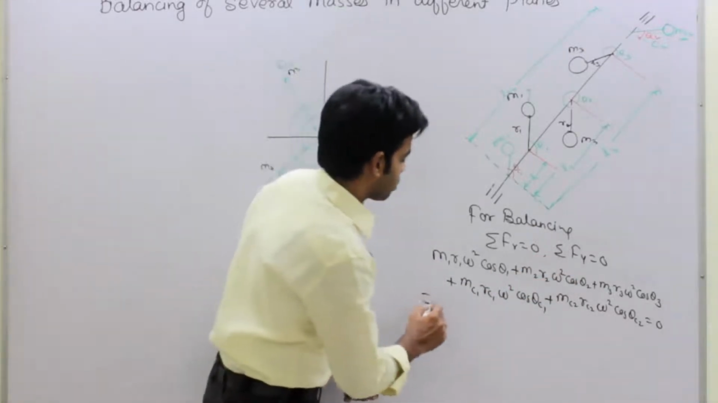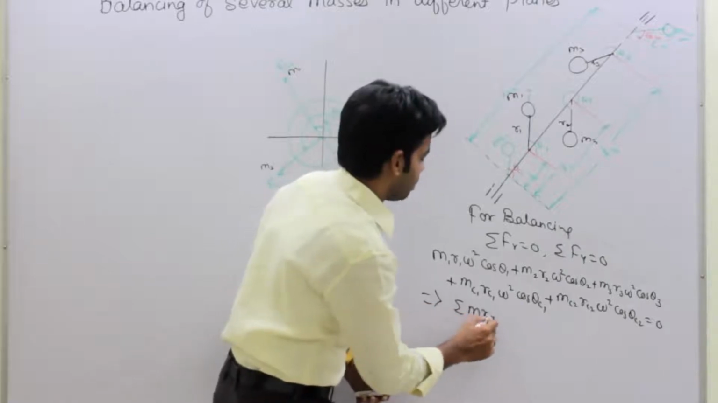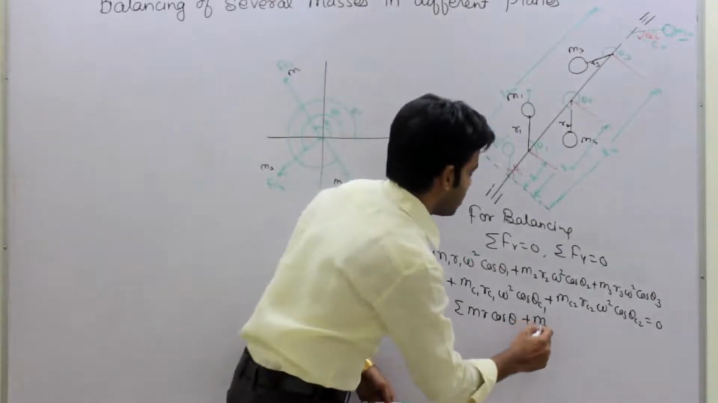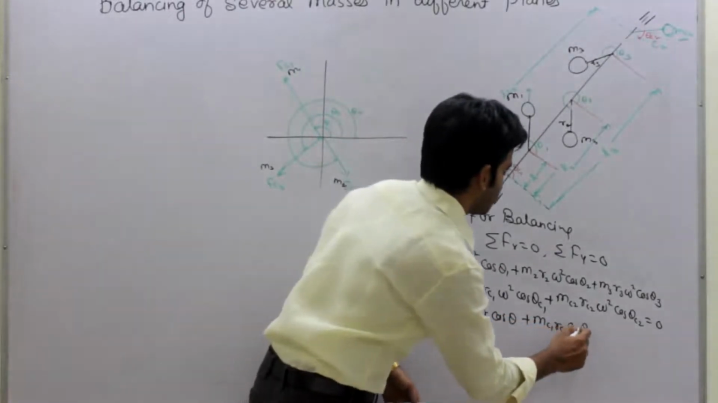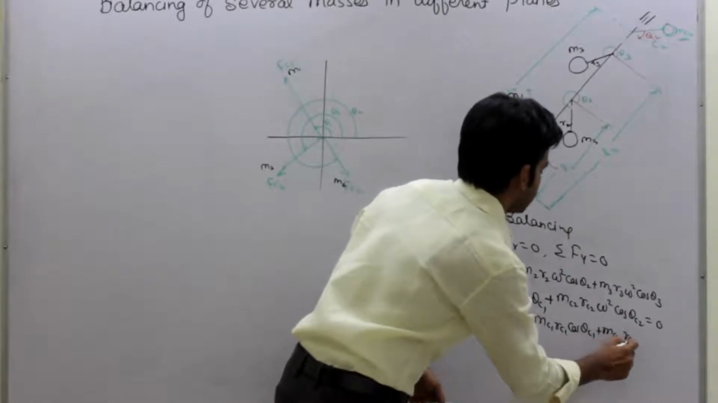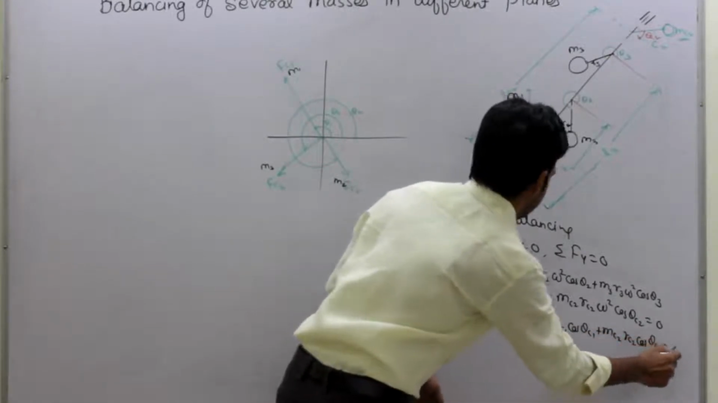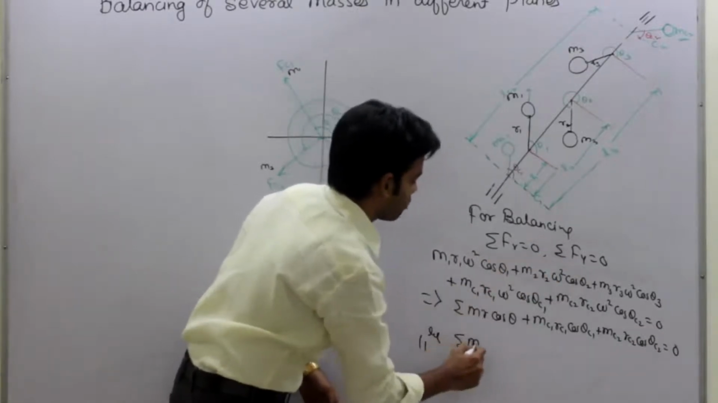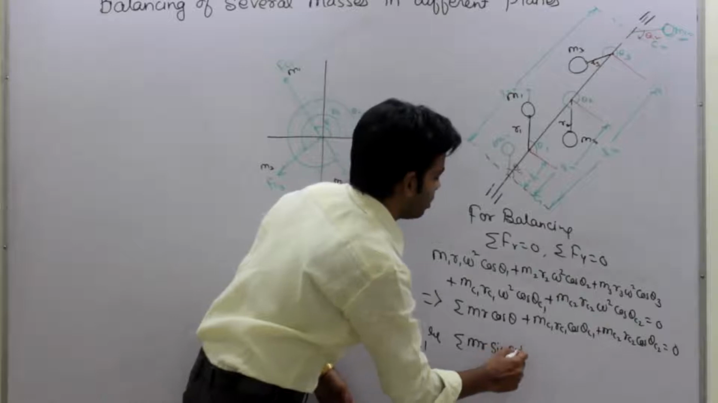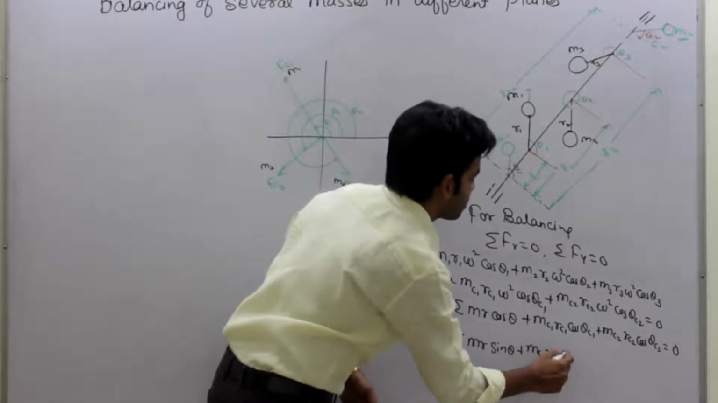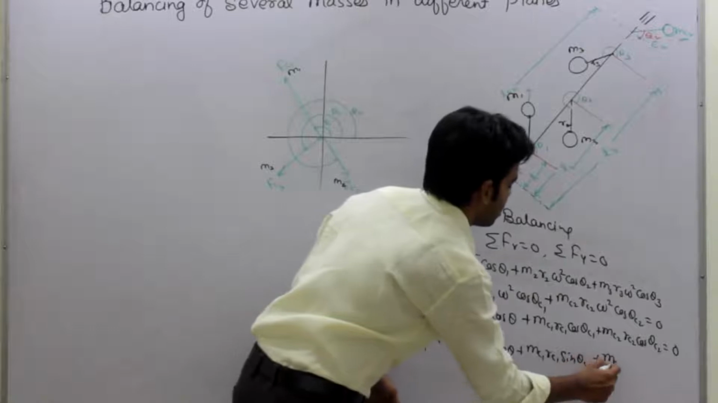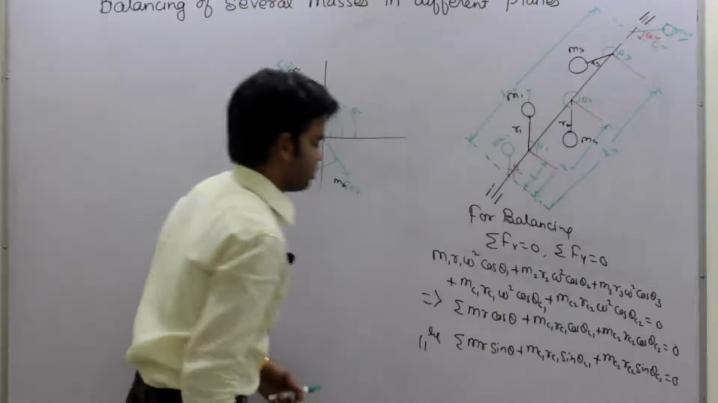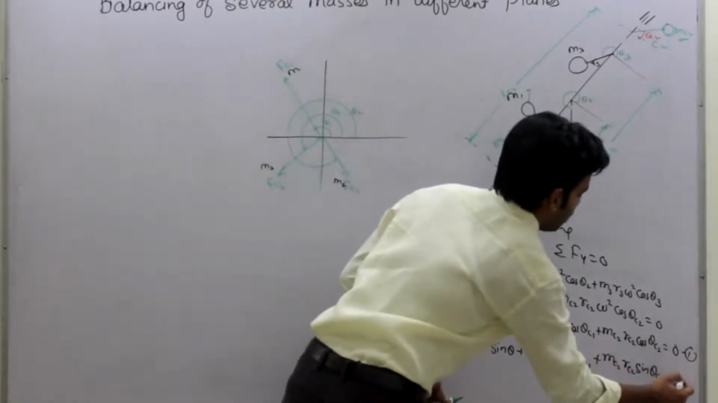Okay, so this will be equal to summation of m r cos theta, omega square is common, plus mc1 rc1 cos theta c1 plus mc2 rc2 cos theta c2. This should be equal to 0. Similarly, summation of Fy is equal to 0, or you can say summation of m r sin theta plus mc1 rc1 sin theta c1 plus mc2 rc2 sin theta c2. This should be equal to 0. Okay, so give this as equation number 1 and equation number 2.